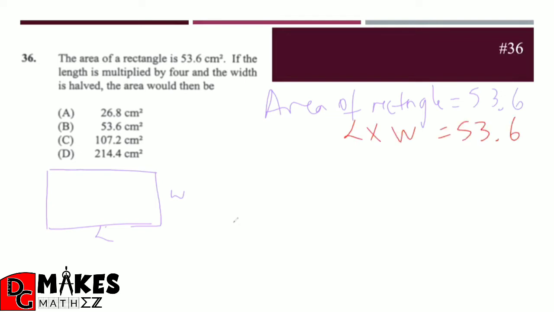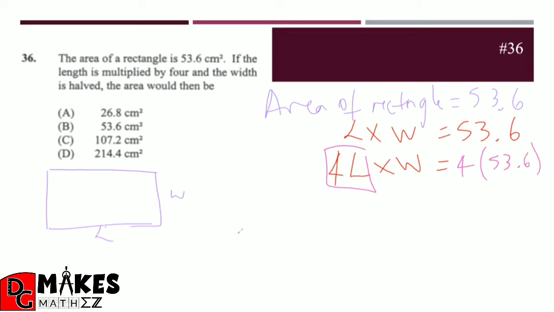It says if the length is multiplied by 4 and the width is halved, the area would then be, and guys, this is not hard at all, trust me. You're just saying that if the length is multiplied by 4, so 4 times the original length, it means that our new length would now be this, and we're still multiplying by W. How does that affect our answer? It just means that our answer is also going to be multiplied by 4.